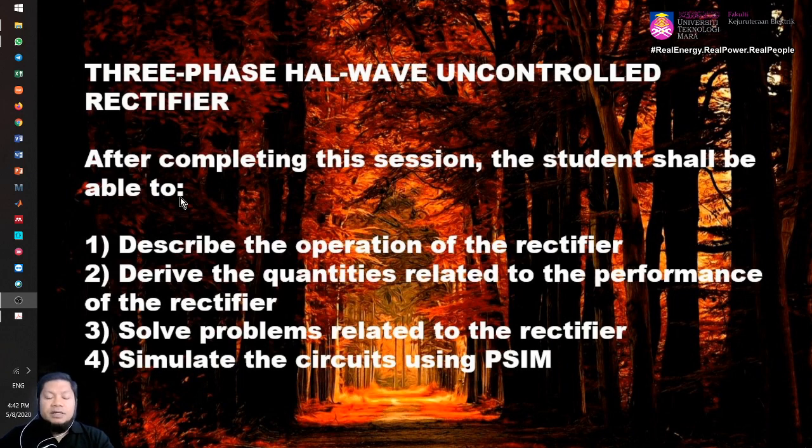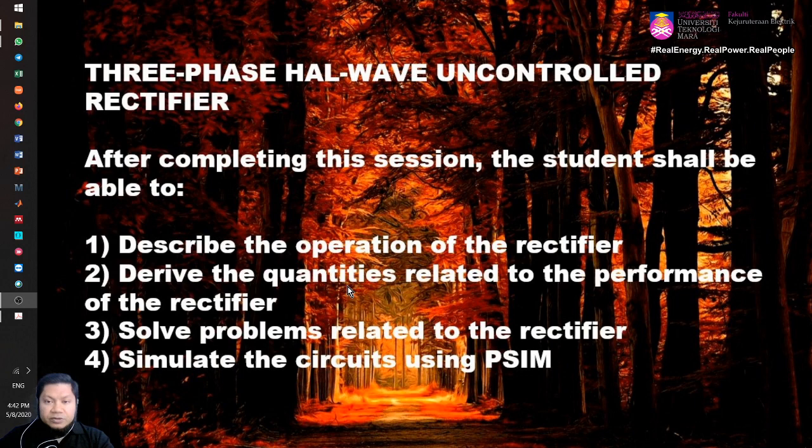Today we're going to continue with the three-phase half-wave uncontrolled rectifier, and this is the section outcome. After completing this section, the student shall be able to describe the operation of the three-phase half-wave uncontrolled rectifier, derive the quantities related to the performance of the rectifier, solve problems related to the rectifier, and finally simulate the circuit using DC. So basically, it's the general section outcome or course outcome, right?